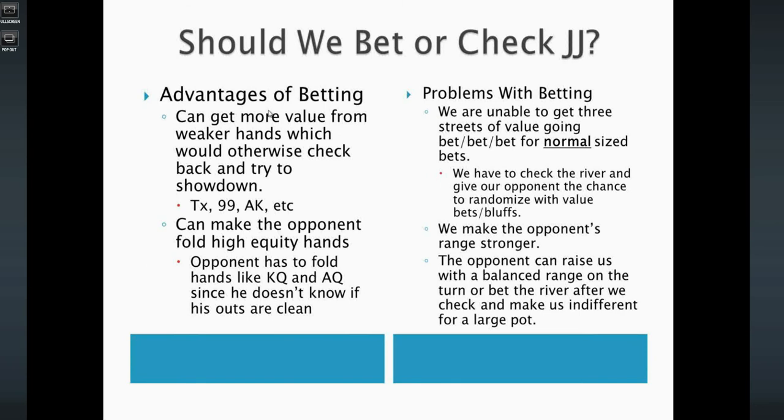Once again, we're very far from a polarized range here, and we're very far from the river, which means our hand's not going to model as well as it would in other situations, so we have to just apply more theoretical concepts to try to find what looks like an equilibrium.